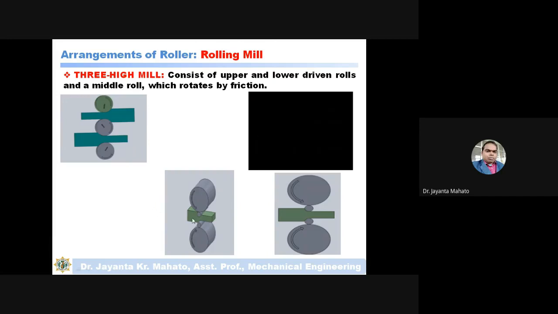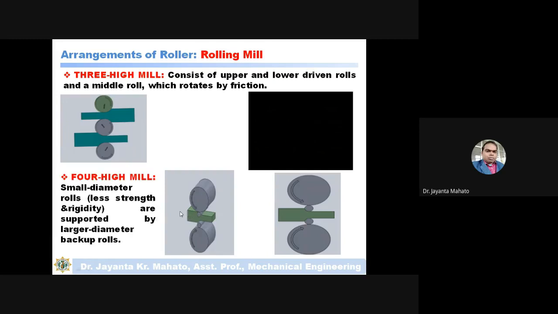Okay, this is actually four high mills. So in between two big diameter rollers, there are two small rollers having a small diameter. Actually, this arrangement is provided to minimize both the friction and the force that act on the workpiece.